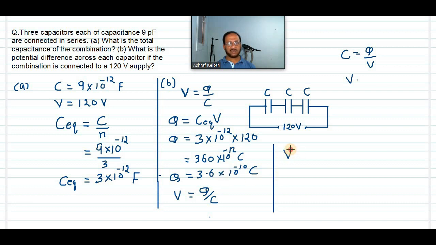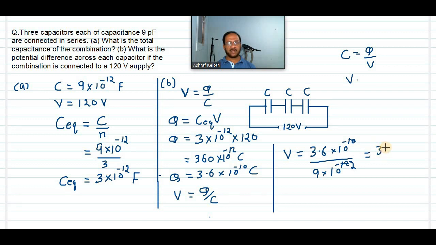So the potential across the first capacitor, V, will be equal to Q, which for each capacitor is equal to the total charge in the network, 3.6 into 10 raised to minus 10 coulomb, divided by C, which is 9 into 10 raised to minus 12. Minus 12 and minus 10 combine, and 10 raised to 2 is remaining. That 10 raised to 2, which is 100, we multiply with 3.6.